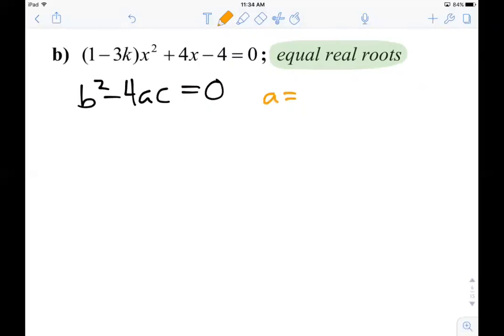Our a value. This is a little bit weird. Our a value is just always whatever's attached to our x squared, though. So how about we just make this entire bracket our a value? So our a value is just 1 minus 3k. And anywhere we sub it in, we'll just make sure we keep a bracket around that whole thing. Our b value is 4, and our c value is -4.